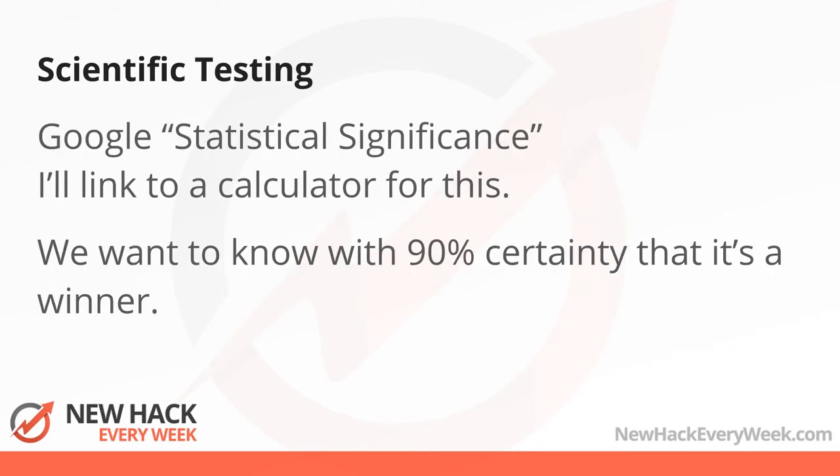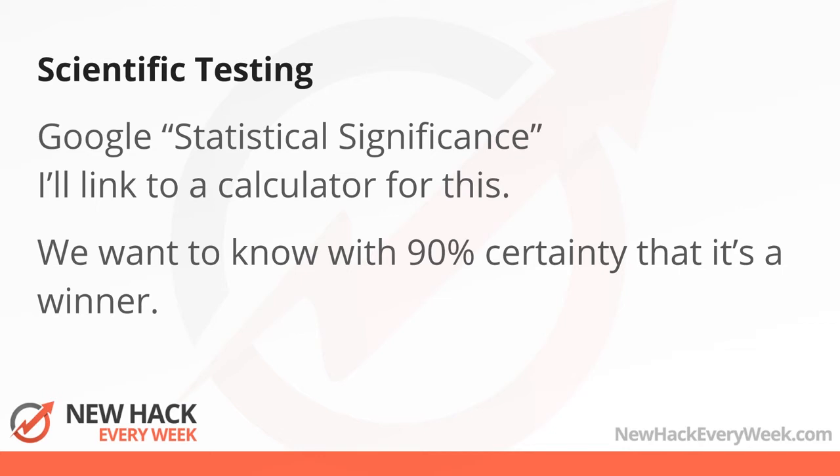So scientific testing. Google statistical significance if you want to learn more about the scientific way to test, but I'll link to a calculator for this in the members area of the website. Basically, we're using a statistical analysis to know with 90% certainty that it's actually a winner. This is how we scientifically know that we've spent enough and it's conclusive enough that it's a real winner, because we want to know with certainty. We don't want to call the test too early. If you've only got 5 clicks and 4 of them were on one ad and 1 was on the other, well, it only takes 4 clicks for the other one to catch up. It's not conclusive. So you actually need to run a reasonable amount of traffic.